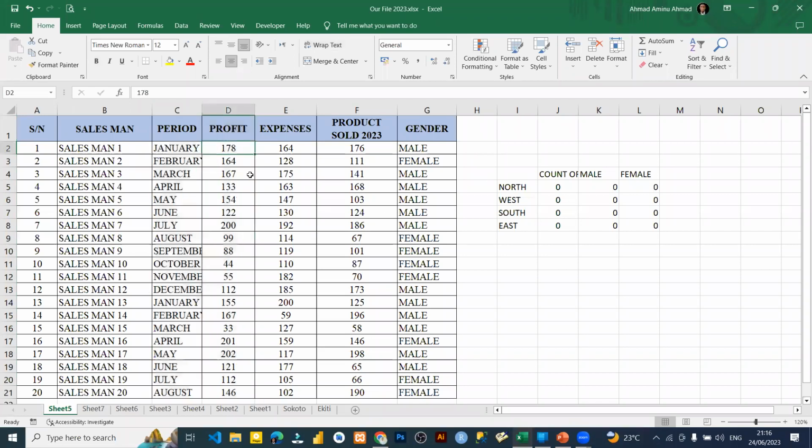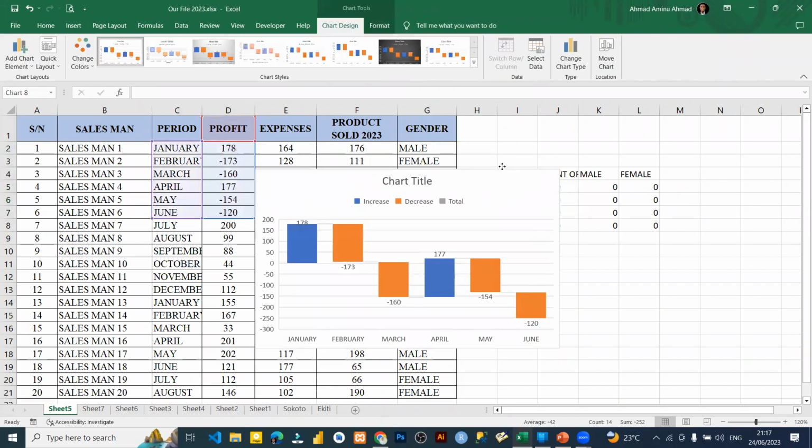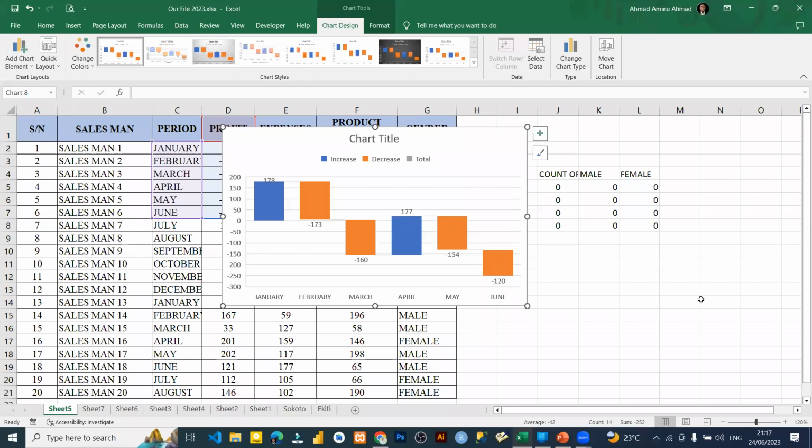Let's see, we have this January. Now we have minus 173. Here we have 160. Here we have 177. We have minus 154. We have minus 120. For example, let me just show you this. So you see, this is how the data looks when you create a waterfall. This is how it looks.